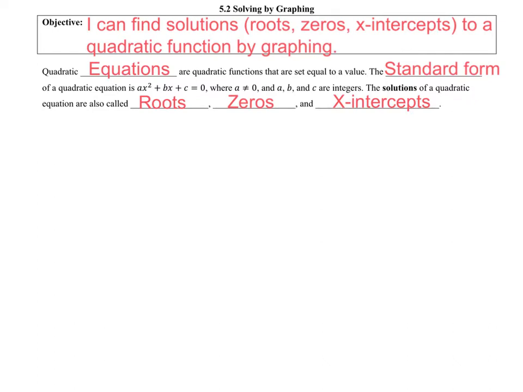The standard form of a quadratic equation is ax squared plus bx plus c equals 0, where a cannot equal 0 and a, b, and c are integers. The solutions of a quadratic equation are also called roots, zeros, and x-intercepts.